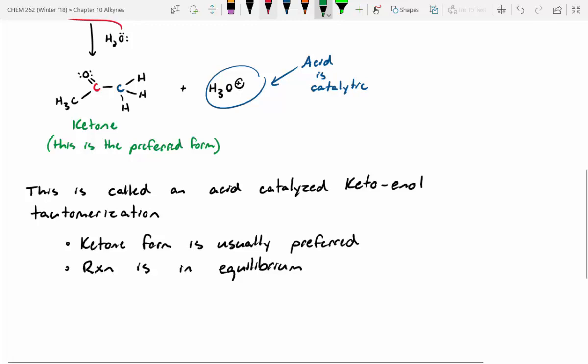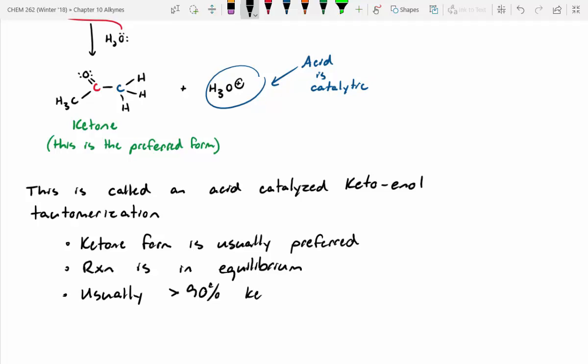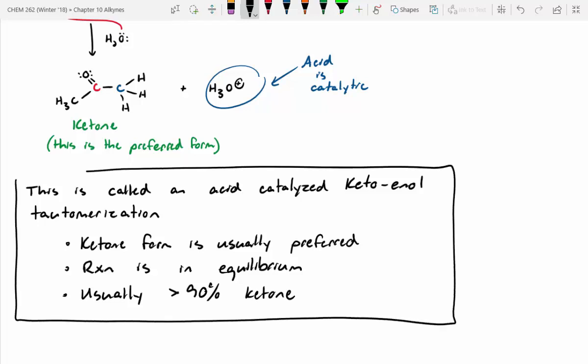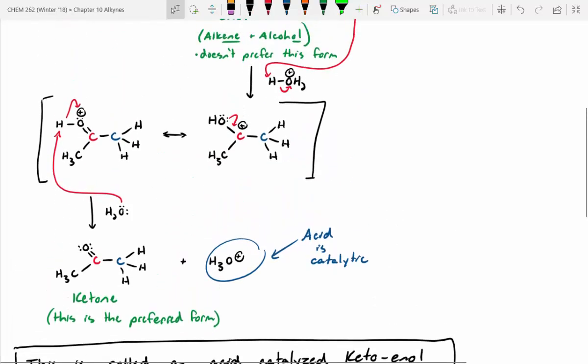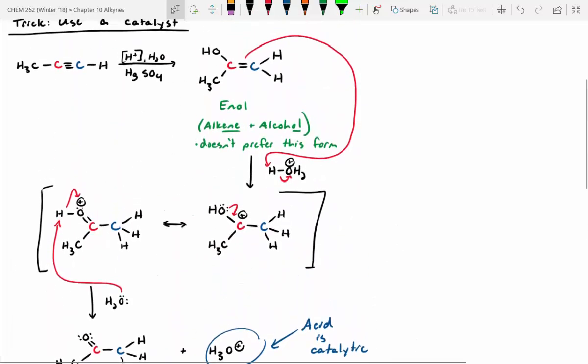All right, so the reaction is in equilibrium, and it's usually greater than 90% ketone. So make sure with this reaction that you clearly can show conversion from the enol all the way to the ketone. I don't expect you to draw the mechanism for the first step with the catalytic cycle and all of that. Just focus on the enol converting to that ketone. Make sense?